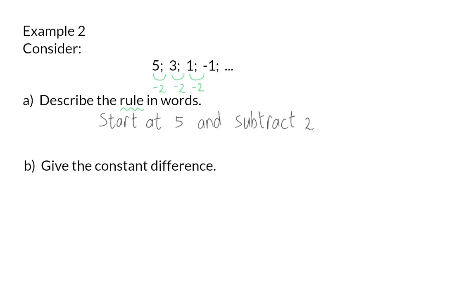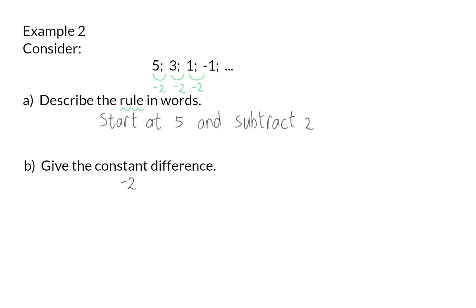Question B. Give the constant difference. Here we are actually testing whether you know the terminology. As I've already mentioned, the difference between consecutive terms here stays constant, and that is minus 2. This minus 2 is then called our constant difference.